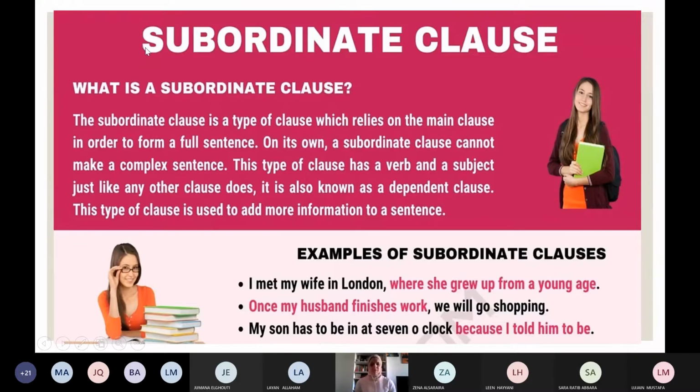Subordinate clause. A subordinate clause is a type of clause which relies on the main clause in order to form a full sentence. It can't come on its own. It can't stand alone. It has to come with another independent clause. A subordinate clause cannot make a complex sentence. This type of clause has a verb and subject, just like any other clause. It is also known as dependent clause. I can say subordinate or dependent clause. This is used to add more information to the sentence.